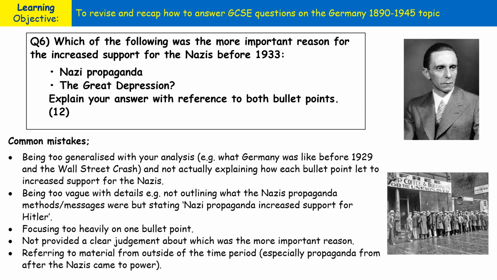Now, the best answers will provide a clear line of argument or a clear judgment throughout the answer. But some students didn't provide a clear judgment about which was the more important reason, even in their conclusion. So it's really important you give a clear judgment at the end, definitely, and the best answers will have clear lines of argument throughout of which reason is the most important reason for whatever it is you're being asked about. So here it's increased support for the Nazis before 1933.